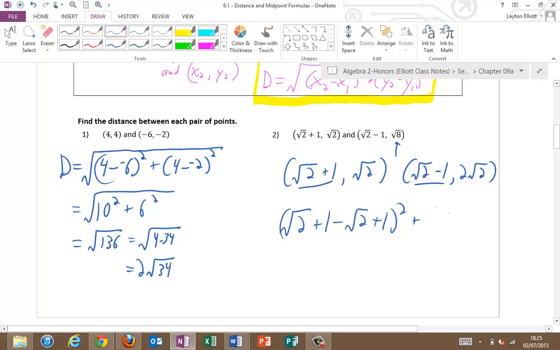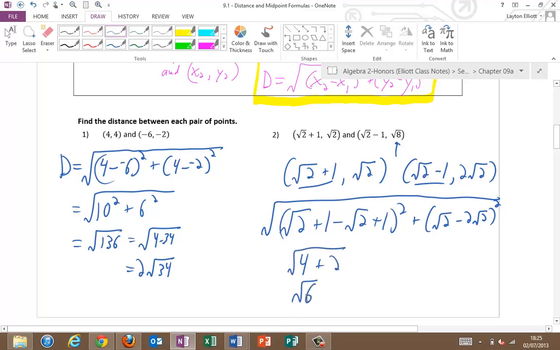We go first point, radical 2 minus the second, 2 radical 2, squared, square root. My radical 2's drop out. 1 plus 1 is 2. 2 squared is 4. Plus, this would be negative root 2 squared, which is 2. And I get the square root of 6. So that's my distance for number 2.